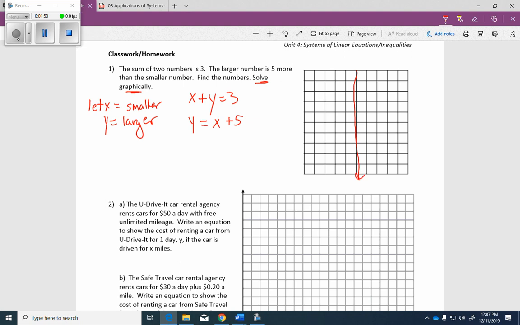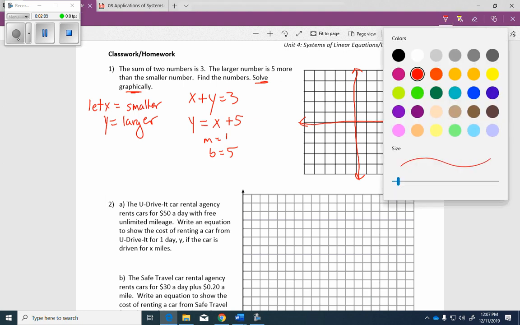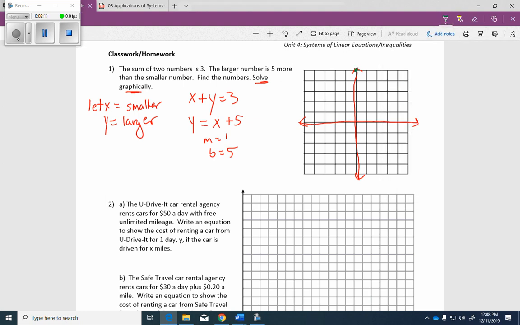I'm just creating an x and a y axis, creating it in the middle because these numbers could be positive or negative. I'm not sure what they are. 1, 2, 3, 4, 5. I'm just graphing this second equation. The slope is 1 and the y-intercept is 5. So I could go up 1 over 1 or this way. Hopefully this fits on the graph. I'm not sure if it will until I graph the other one.